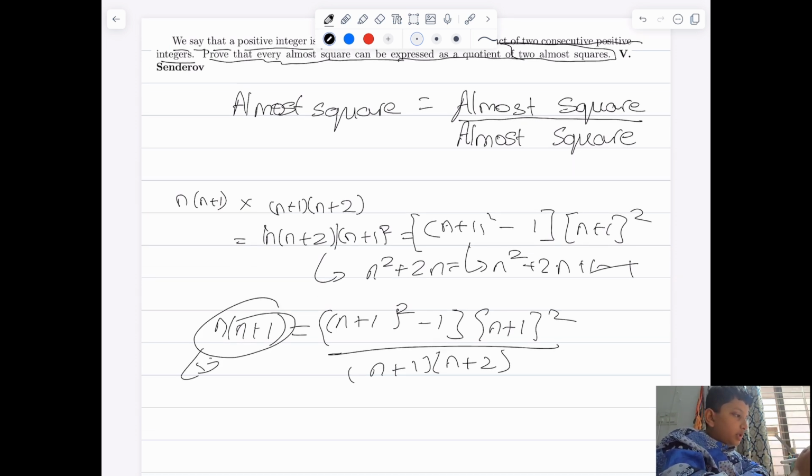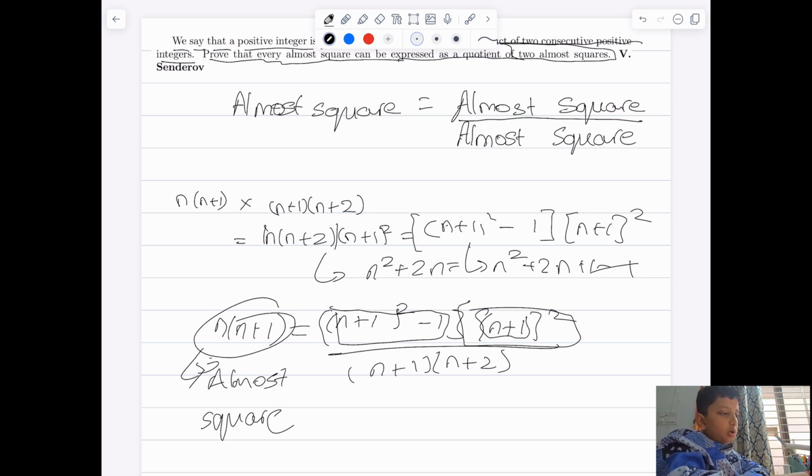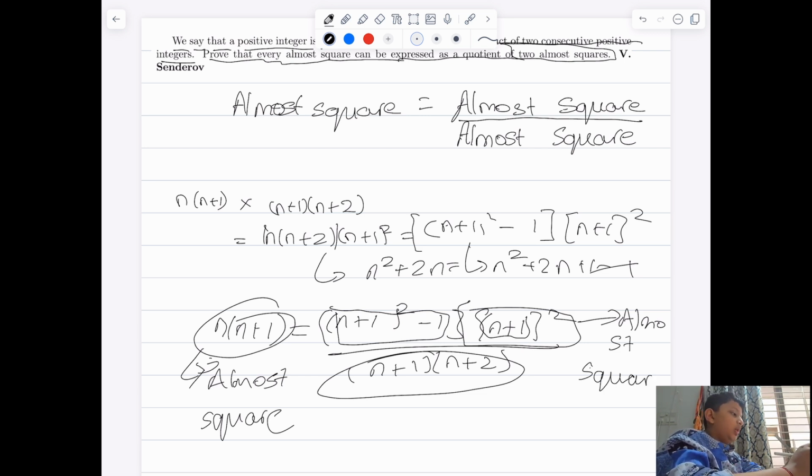This is an almost square since this is one integer, this is the integer plus 1. And this is also an almost square. This is also an almost square. So almost square is equal to almost square upon almost square. Understood?